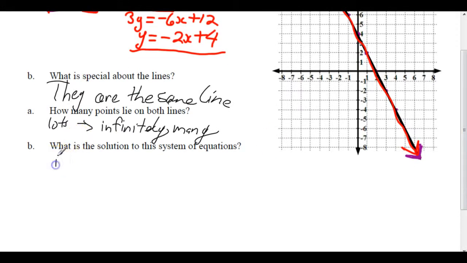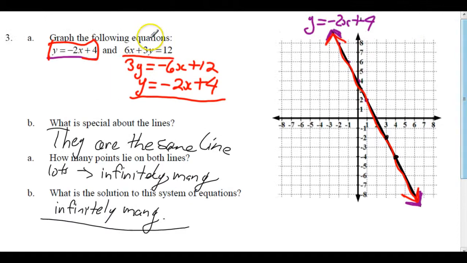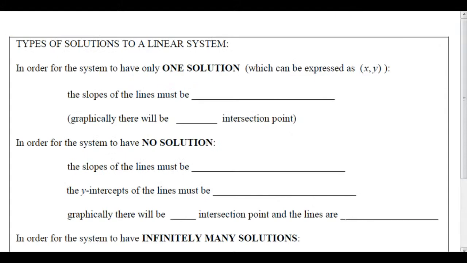Well, there are infinitely many solutions. There are infinitely many solutions, right? Basically, any point that's on this line is a solution to both equations, since both of these equations are really the same line. There's really only one line here. This leads us to types of solutions to a linear system.